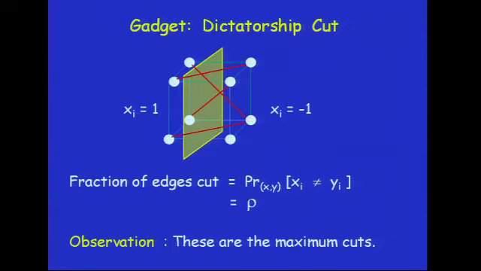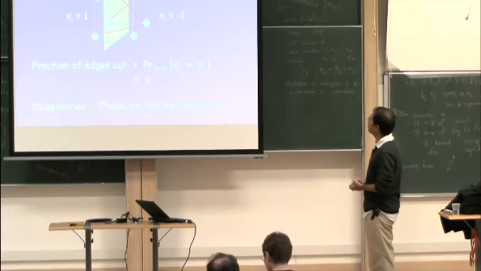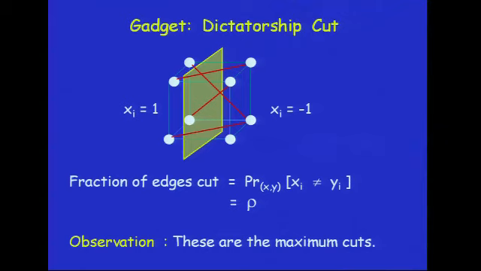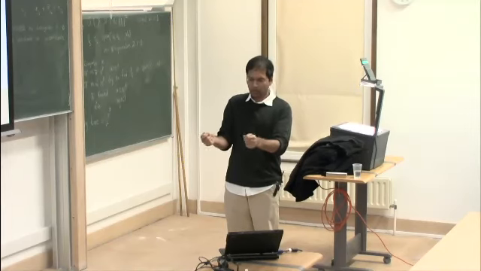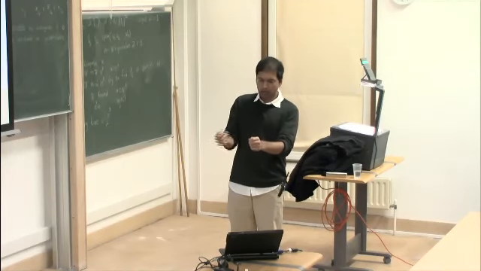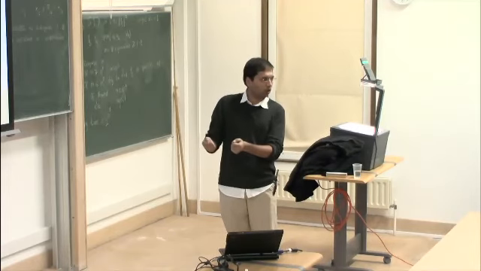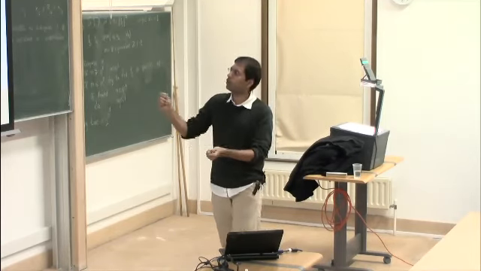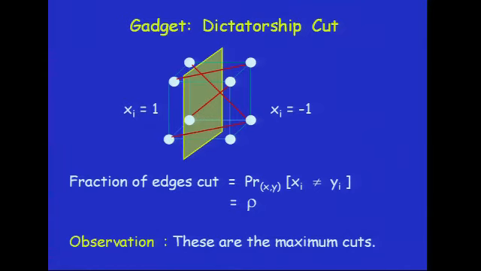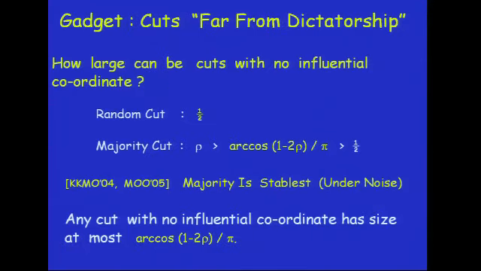One type of cut is the dictatorship cuts. As I mentioned, you cut the hypercube along a specific dimension. So what is the fraction of edges that are cut by this dictatorship cut? That's rho, right? Because if you cut along the ith dimension, how many edges are cut? An edge xy is such that y is obtained from x by flipping every coordinate with probability rho. So you are going to flip the ith coordinate with probability exactly rho. So these are cuts of size rho, and it's easy to show that these are actually cuts of largest size.